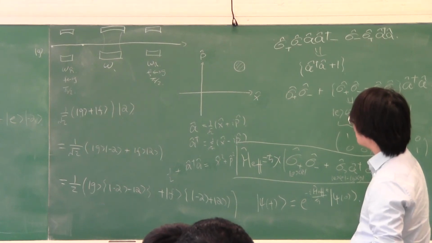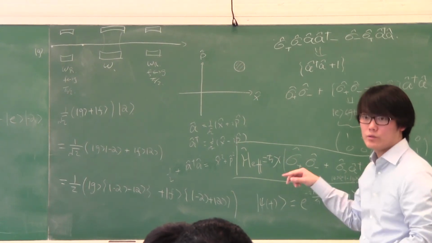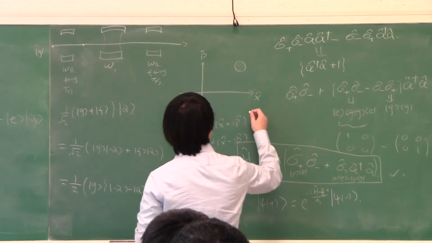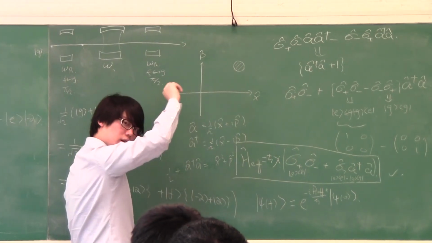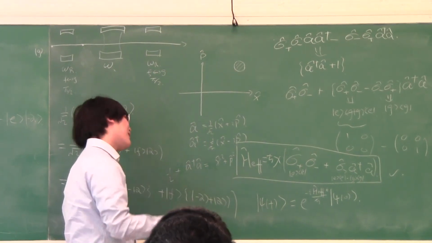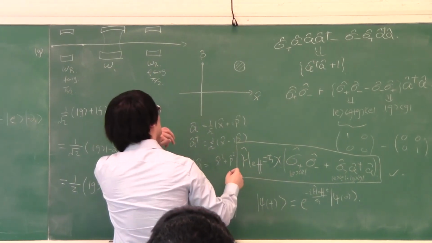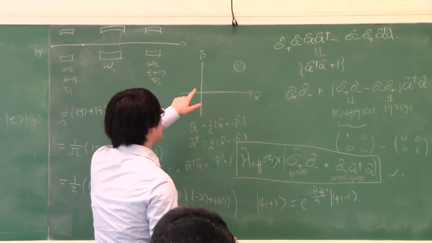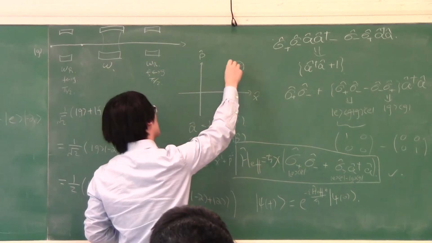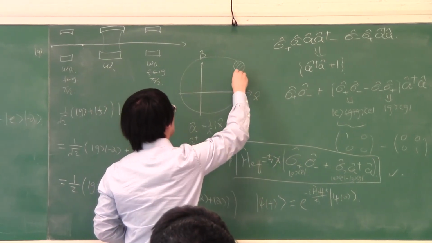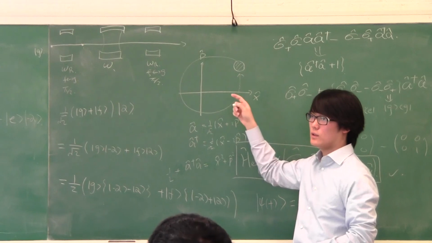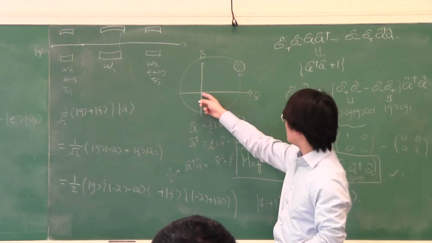Okay? And as time goes on, we know that alpha is replaced by alpha e to the minus i omega t. So as time goes on, what happens to the coherent state is that the minus omega gives a counterclockwise rotation. So as time increases, the angle increases. So it's like this, right? Counterclockwise? I think so. It's going to be centered with plus; minus is the other way. Anyway, it's going to be centered around here.